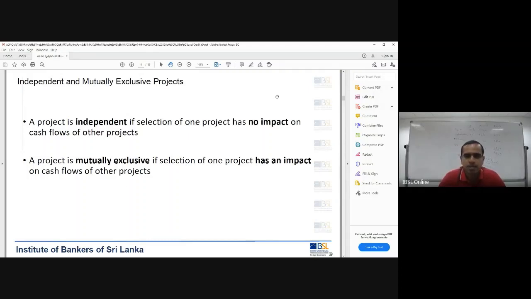The project is independent if selection of one project has no impact on cash flows of other projects. Project is mutually exclusive if selection of one project has an impact on cash flows of other projects. Mutually exclusive, if you select one, you can't select anything else. That's mutually exclusive.